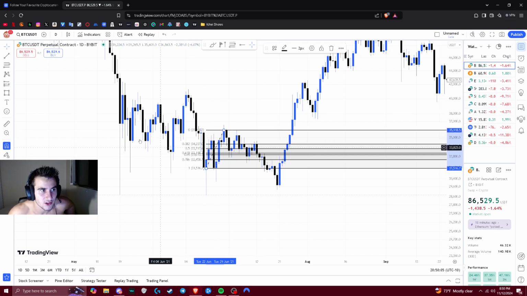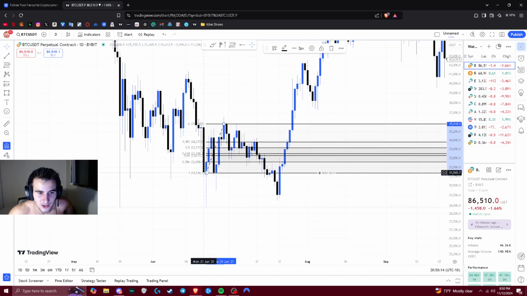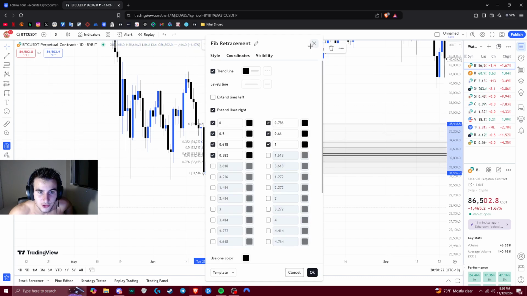A Fibonacci or a fib retracement is basically a tool that shows you levels, and those levels are based off of where you put each point. So if you're doing a bullish fib, you'd start from the local low to the local high, and then it gives you all these levels, which I will show you right now.